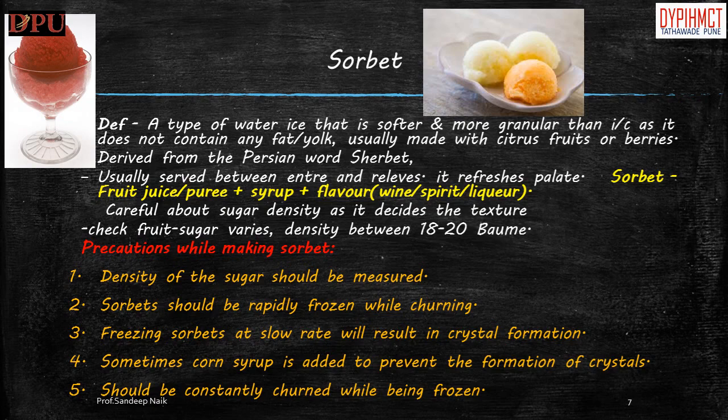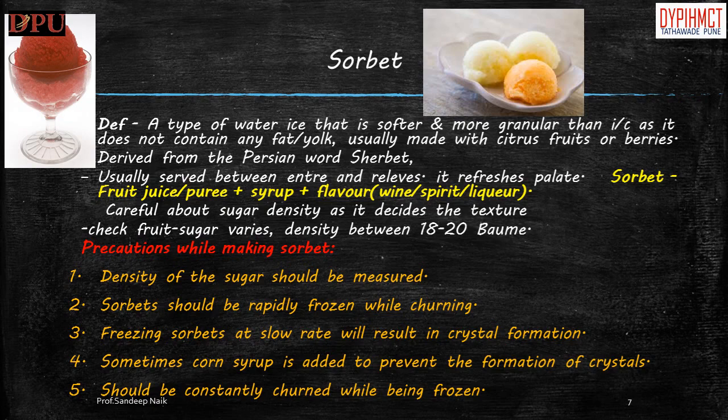Precautions that need to be taken while making sorbets. 1. Density of the sugar should be measured. It should be between 18-20 Baumé. 2. Sorbets should be rapidly frozen while churning. 3. Freezing sorbets at a slow rate will result in bigger crystal formation. 4. Sometimes corn syrup is added to prevent the formation of crystals.